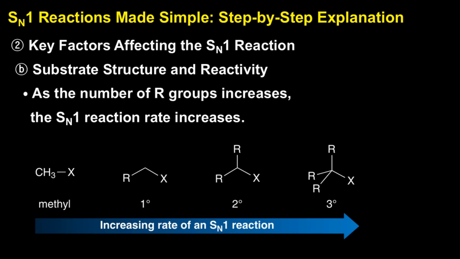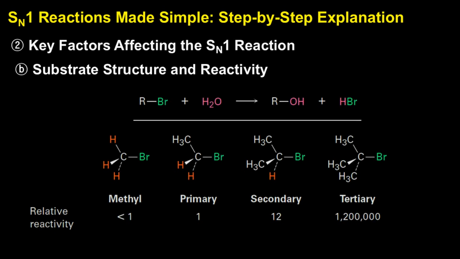Next, let's talk about how the structure of the substrate affects the SN1 reaction rate. The trend is clear. The more substituted the carbon, the faster the reaction. Methyl halides barely react. Primary alkyl halides? Still slow. Secondary ones? Better. But tertiary alkyl halides? They react the fastest by far. That's because more substitution means more carbocation stability, and in SN1, that's everything.